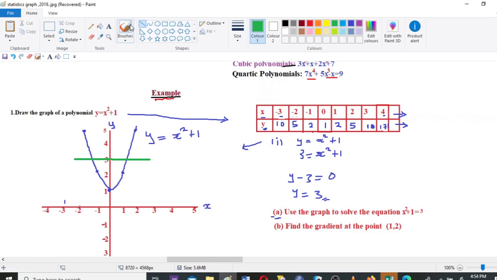So now to get the solutions, you look at where the line y is equal to 3 is touching your graph. So we have at this point, this is 1, 3, right? On this side. And then on this side, it is touching our graph at the point -2, 3, right?